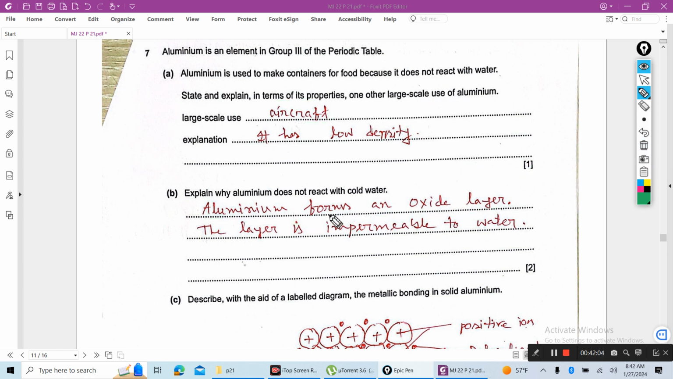So aluminum forms an oxide layer. This layer is impermeable to water. Because of this layer, water cannot react with aluminum. The layer is impermeable to water. This layer does not allow water through.